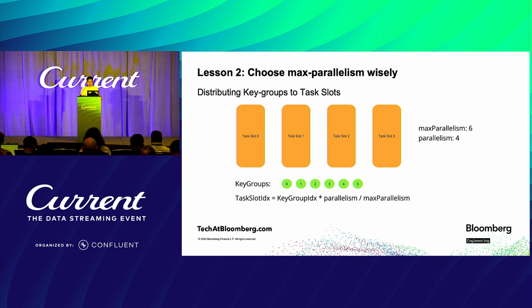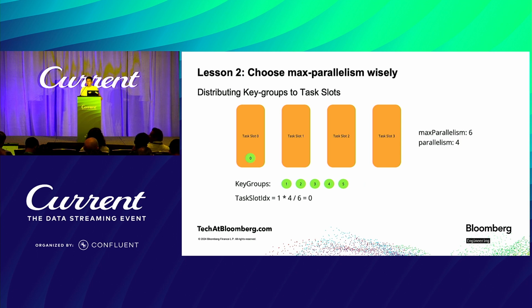So let's actually follow this process by hand and take a look at how key groups are assigned to these task slots and what kind of distribution we will get after it. Let's start by processing the first key group, which is key group 0. The task slot index for key group 0 is going to equal the key group index, which is 0, times the configured parallelism, which is 4, divided by the configured max parallelism, which is 6. So 0 times 4 divided by 6 is going to equal 0 in this case. That basically means our key group 0 will be assigned to task slot 0.